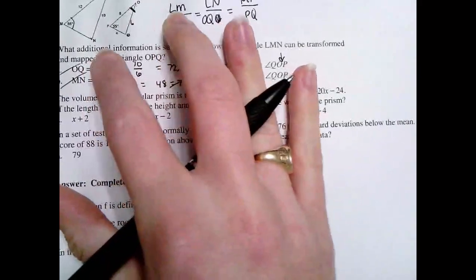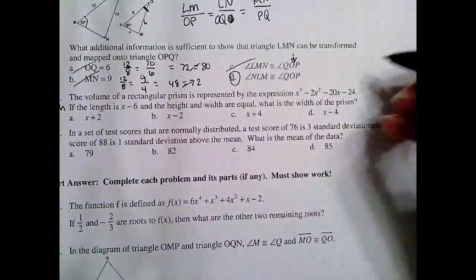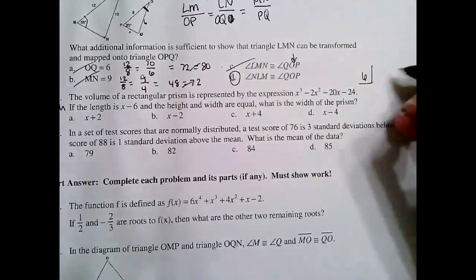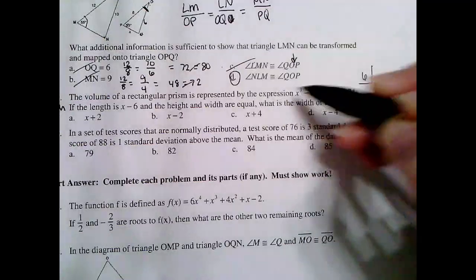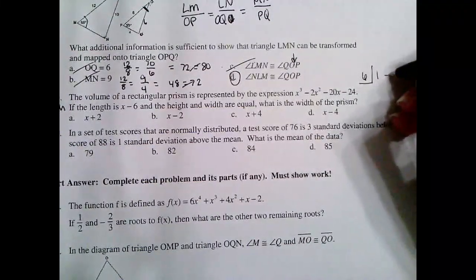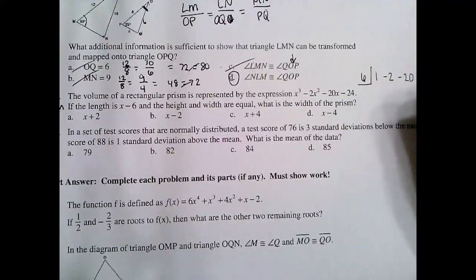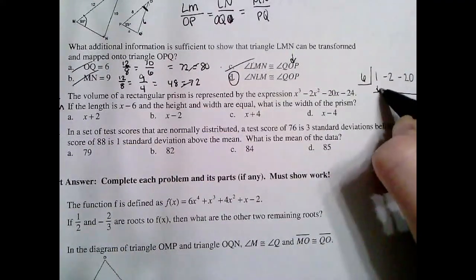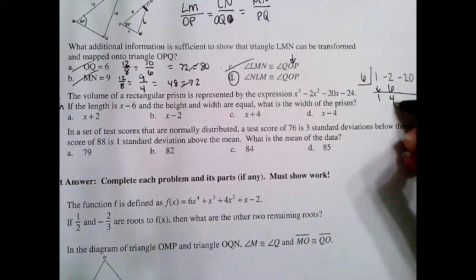Now, you could do long division. I'm going to do synthetic division. Synthetic division says take the opposite of the factor, which is a positive 6, and divide it into all of the coefficients. So 1 would be on x to the third, negative 2, negative 20, and negative 24. You bring down the first term. 6 times 1 is 6. Negative 2 plus 6 is 4.